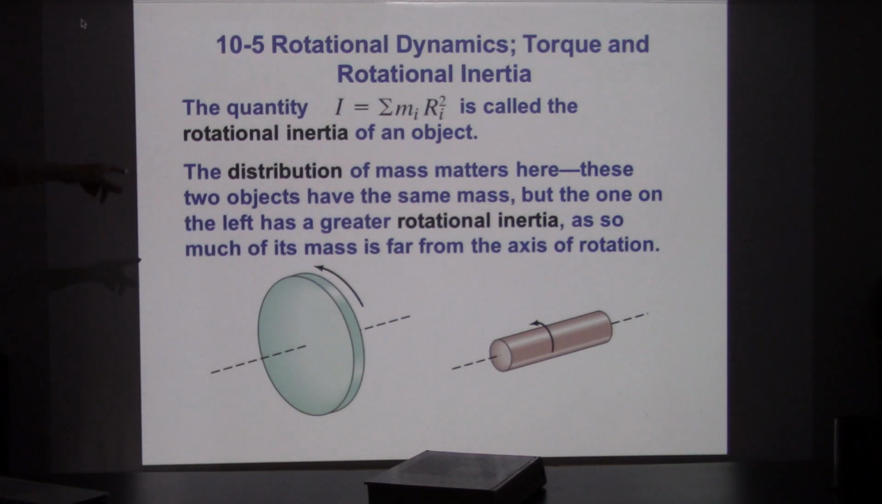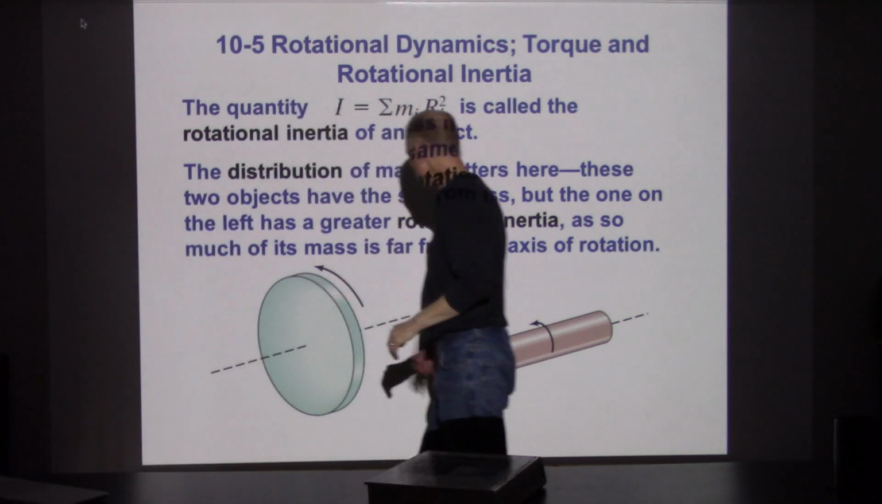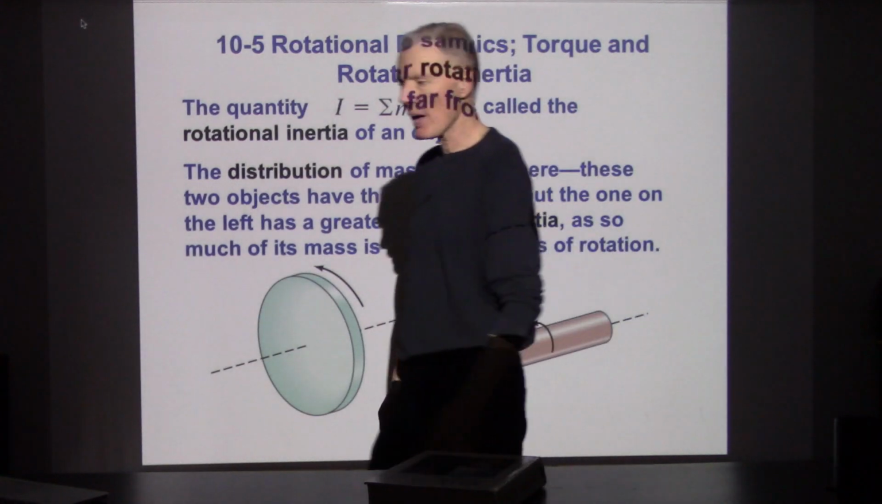So in this example, they're saying these two cylinders happen to have the very same mass, but will they have the same rotational inertia? And absolutely not, because the cylinder on the left, on average, its mass is farther away from the axis of rotation. So that's what's happening with the comparison here. This is going to have much more rotational inertia than this one does, even though they have the same mass.